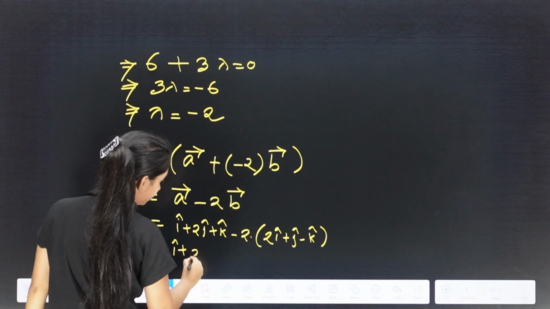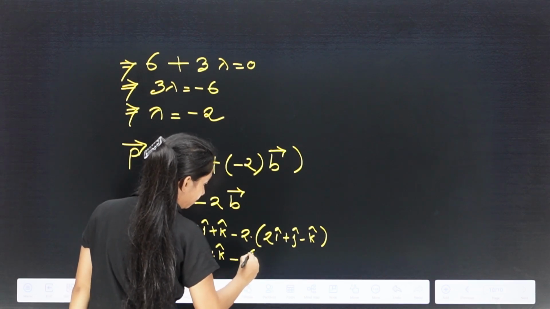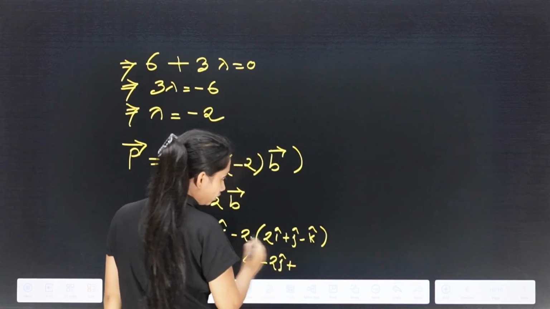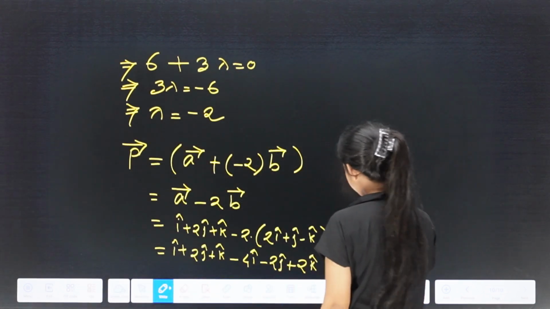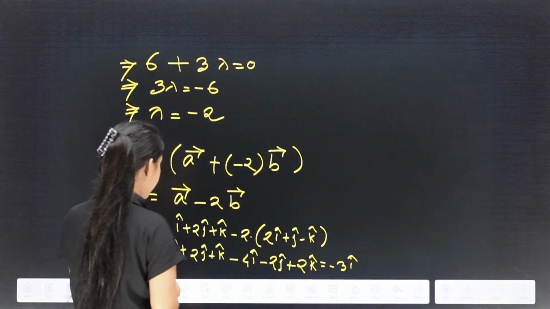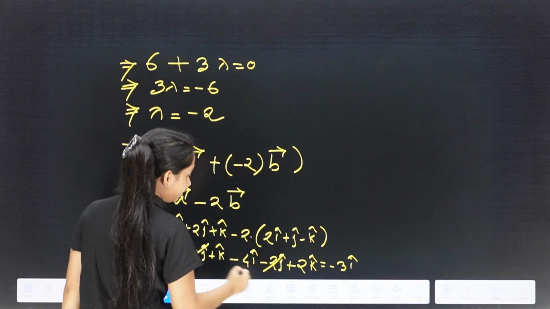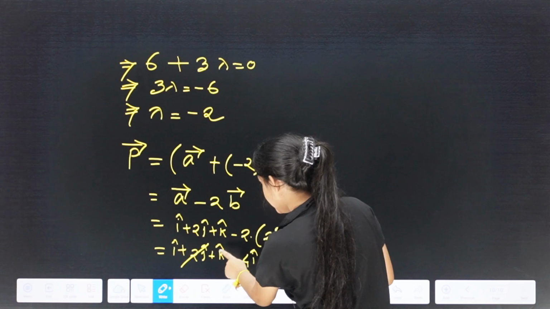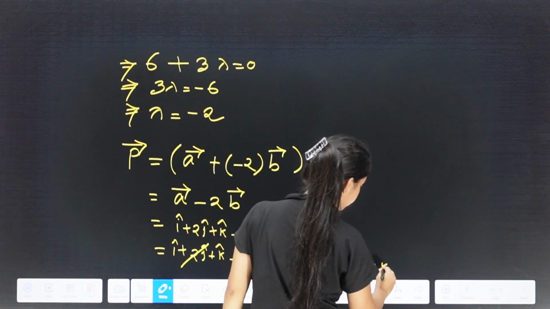That is i plus 2j plus k, and it would be minus 4i minus 2j plus 2k. So it would be minus 3i, and here you can see plus 2j and here minus 2j, so they would cancel. What is left is plus k and plus 2k, so it would be plus 3k.